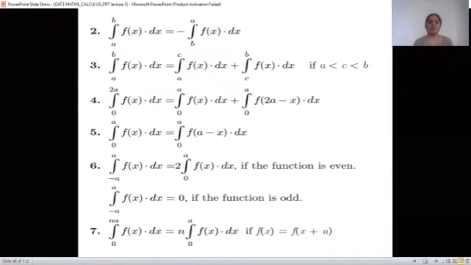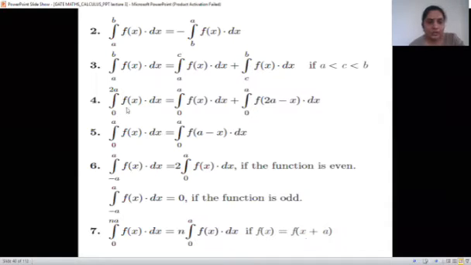Second, integration a to b f of x dx: if we want to change the limits from a to b into b to a, what will be the change? It will be minus of the integration. So integration a to b is minus of integration b to a. Next, integration a to b f of x: if you want to separate it at c, that c should be in the interval a to b. Then we can write integration a to c plus integration c to b f of x dx.